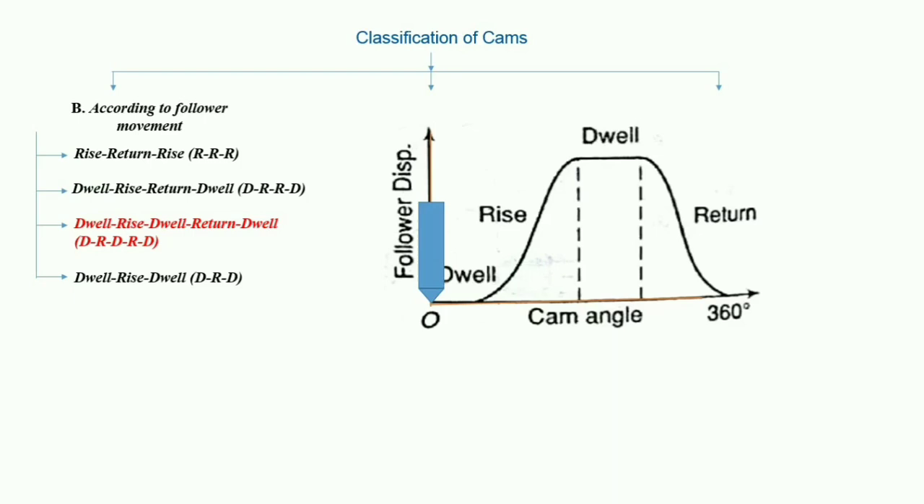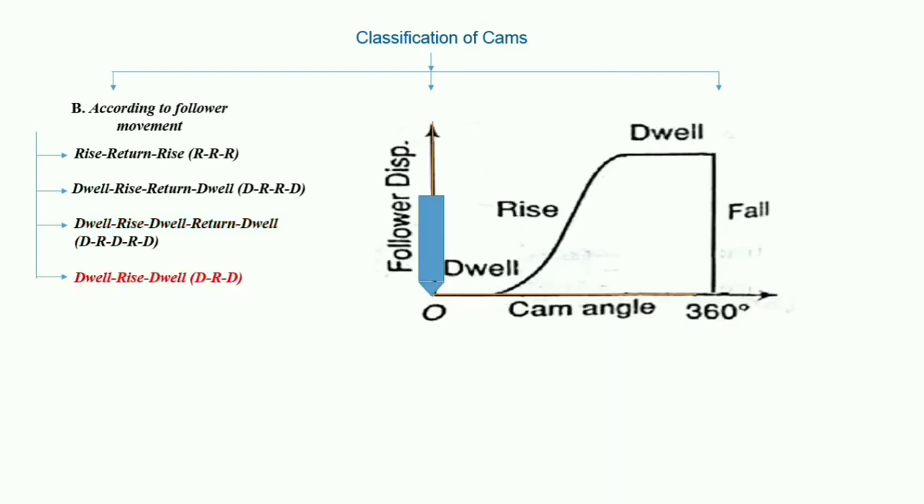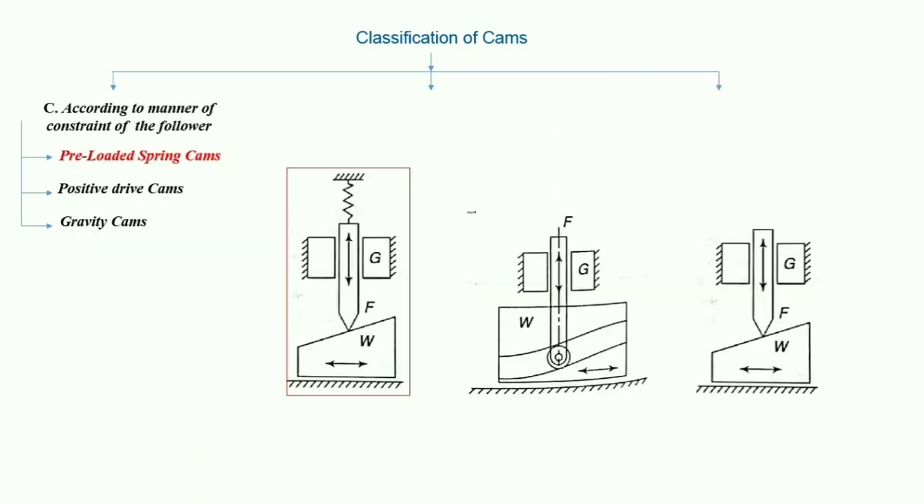After the next one is dwell, rise, dwell, return, dwell. So in this, the dwelling of the cam is followed by rise and dwell, and subsequently by return and dwell. You can see in this picture. And the last one is dwell, rise, dwell. So in this, the return of the follower is by the fall. Okay, so the motion may be dwell, rise, according to the manner of constraint of the follower.